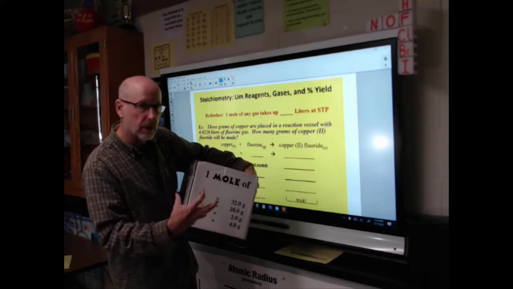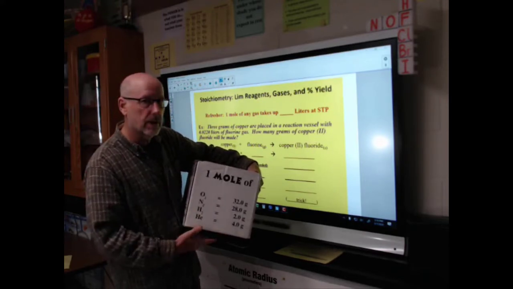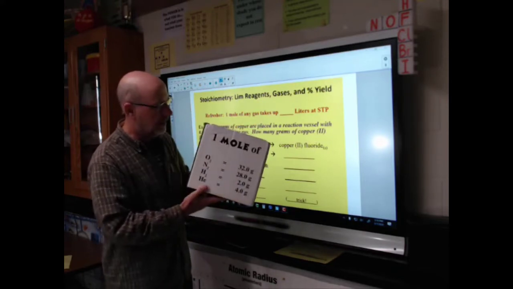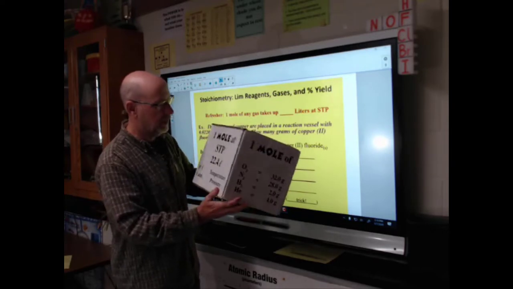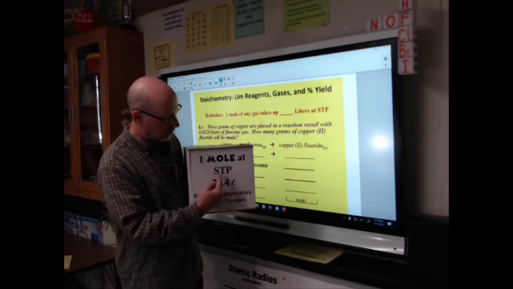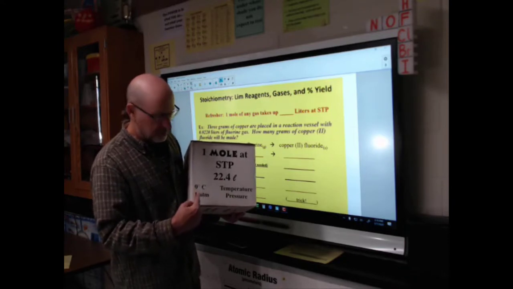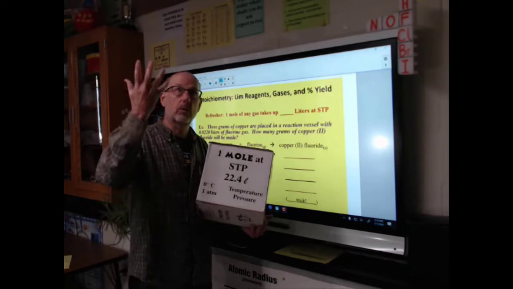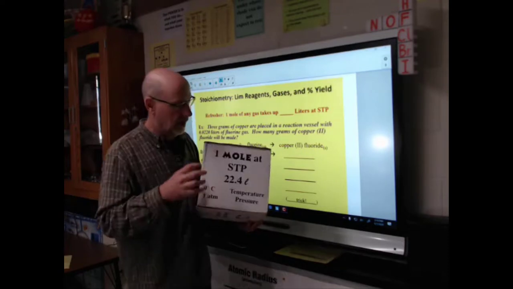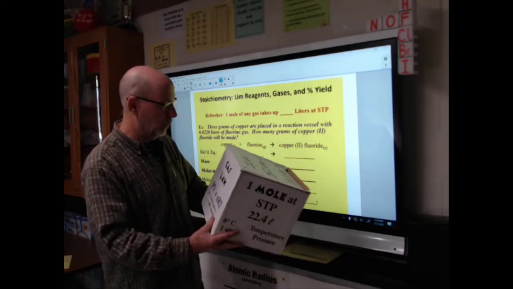So if it's a big molecule or a little molecule, it's kind of interesting that gases only take up this much space at standard temperature and pressure, so 22.4 liters at 0 degrees Celsius and 1 atmosphere of pressure, about like at sea level, how much pressure is being put on us.